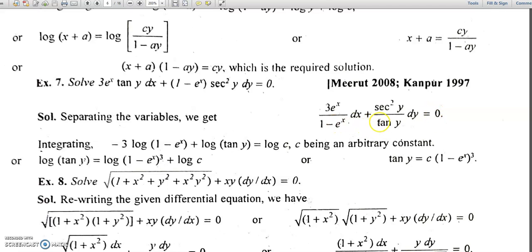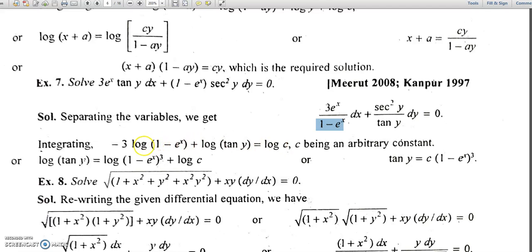Now our variables are separated and the tan y derivative is in the numerator. So if we take integration on both sides, and put this term as your t, do it yourself. If you put 1 minus e power x equal to t, what you get? Minus e power x dx equals dt. So here will be the integration of minus 3 dt by t, and the integration of sec square y by tan y gives log of tan y, equal to, in place of the constant, you just write log c.